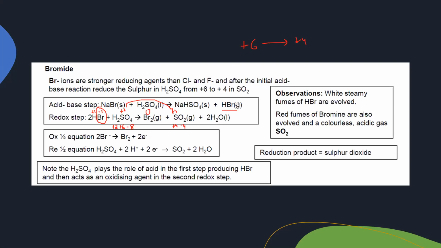And what are the observations? You have to memorize these observations. First, we will observe steamy fumes because of hydrogen bromide. Red fumes because of bromine. And an acidic gas, sulfur dioxide, or a pungent gas you can also mention, is evolved.